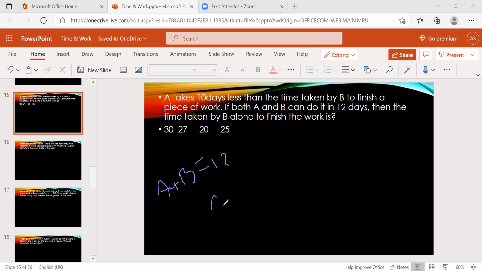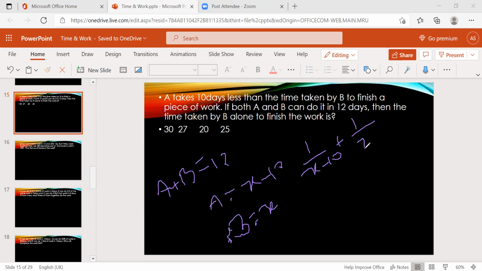Now, what is the A they said? Assume that B is X, then A can take X minus 10 days. Now if you want to do, then just 1 by a fraction of converting in X minus 10 plus 1 by X. You can use LCM and quadratic equation. Then if you are solving the quadratic equation, then you can get the answer. But instead of that, you can solve by options.